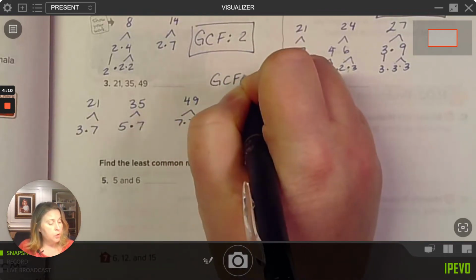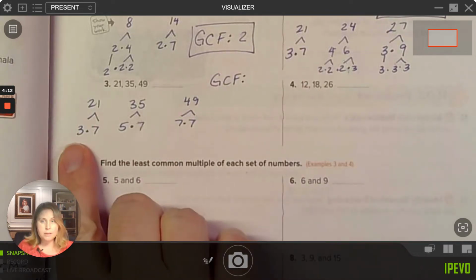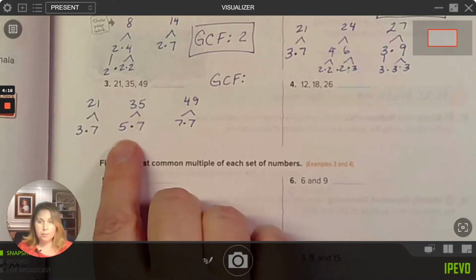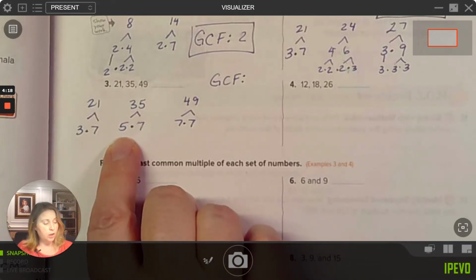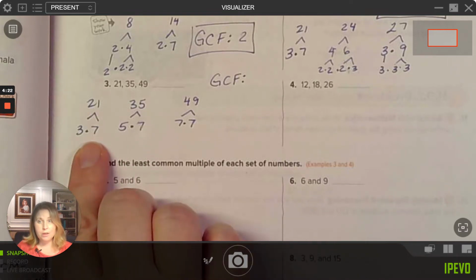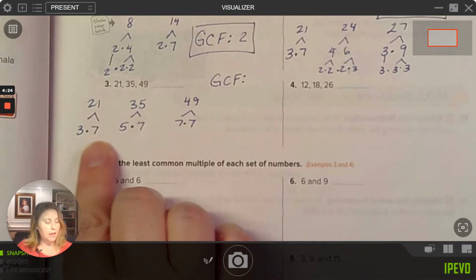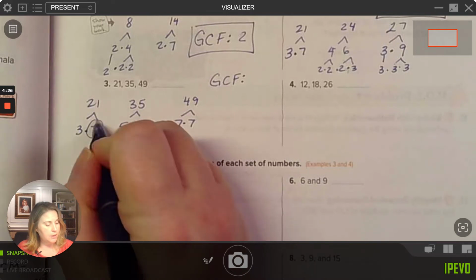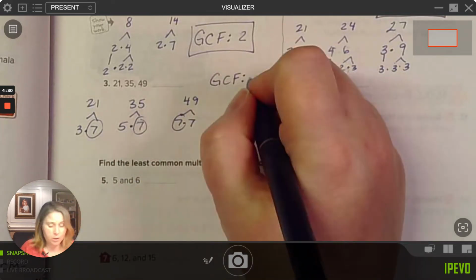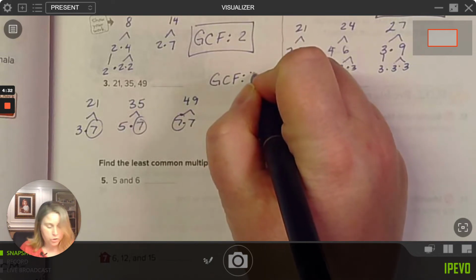We have 3 is the smallest number. Do they all have a 3 in common? No. The next number is 5. Do they all have a 5 in common? No. And the next number is a 7. Do they all have a 7 in common? Yes. And just a single 7 is common in all 3 of them. So our GCF is just 7.